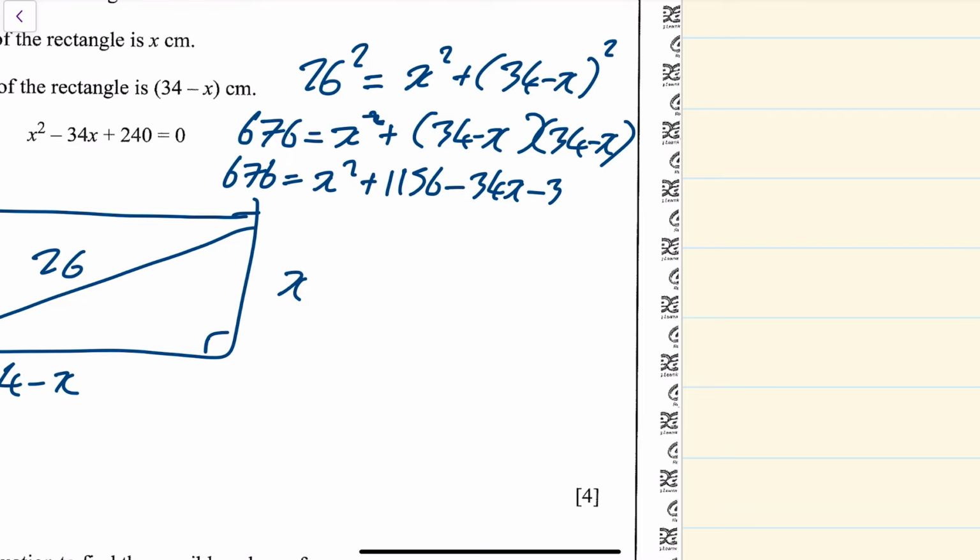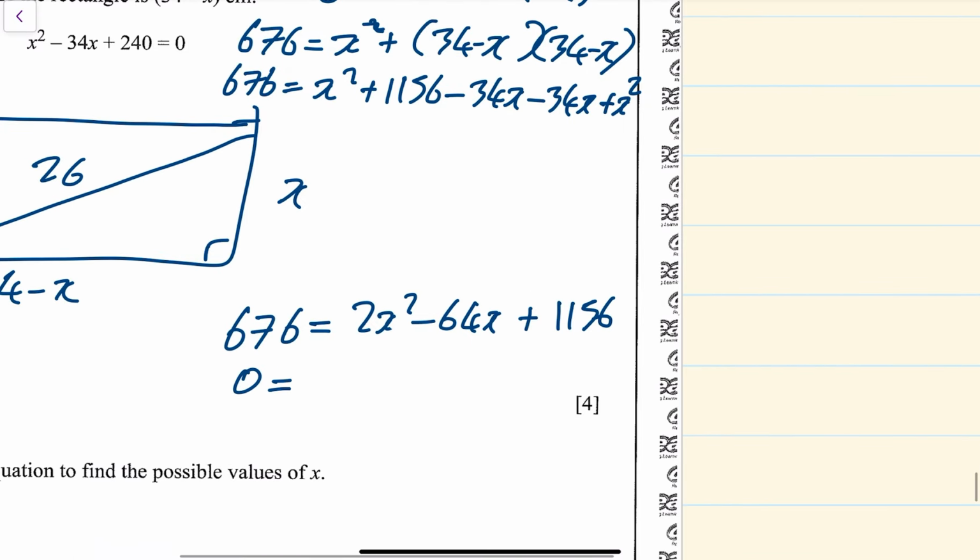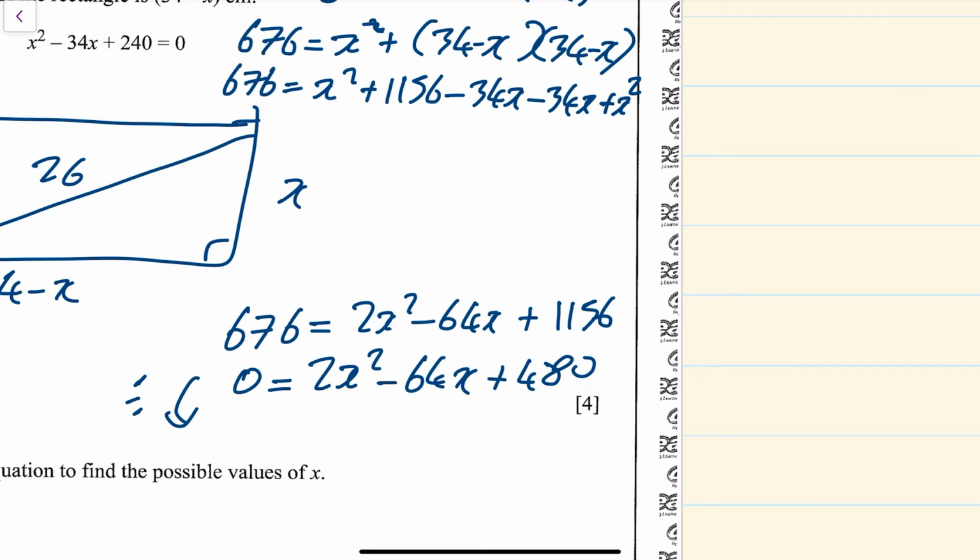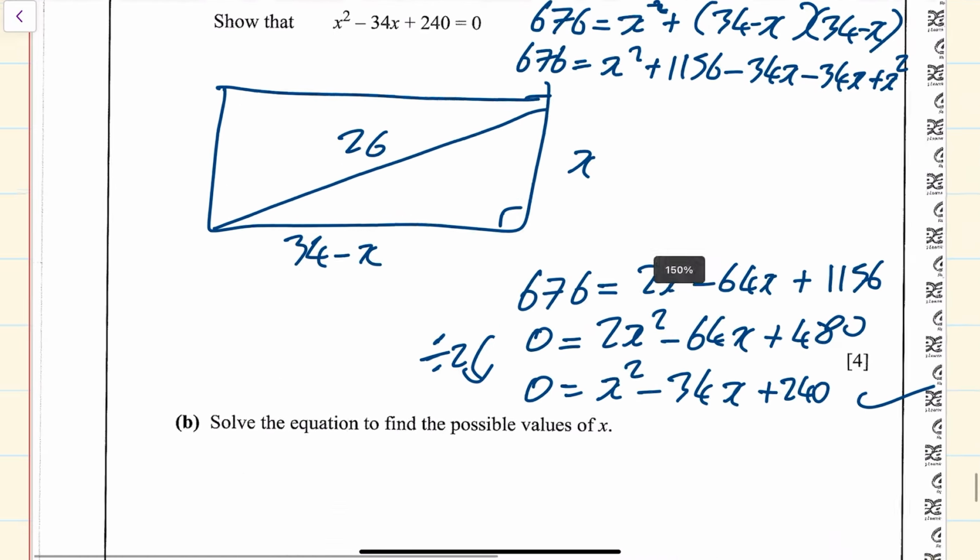Then minus 34x minus another 34x plus x squared. Tidy this up. I'll do it down here. 676 is equal to, that will be 2x squared minus 64x plus 1156. Bring it all to one side, put it equal to 0. Have 2x squared minus 64x. 1156 minus 676 is equal to 480. And then what you can do is divide through by 2. Lovely question, because you know you've got it right, which is what they were looking for.